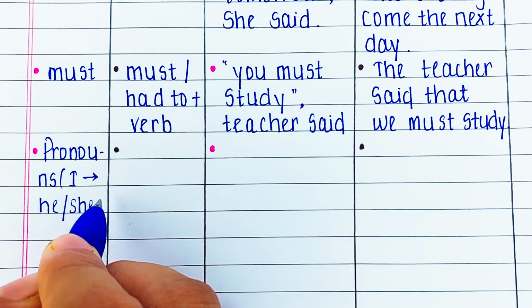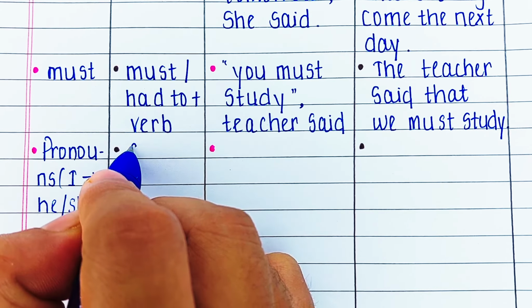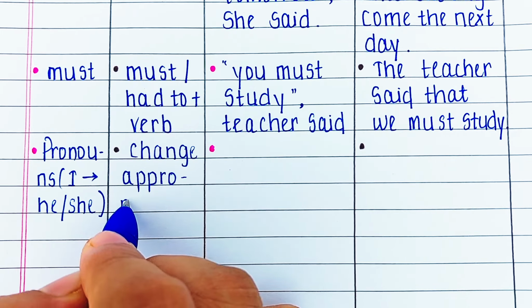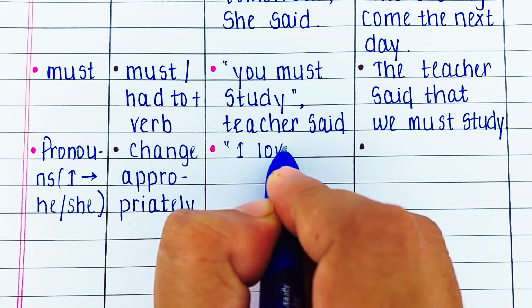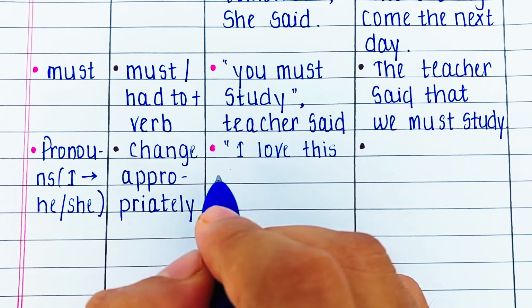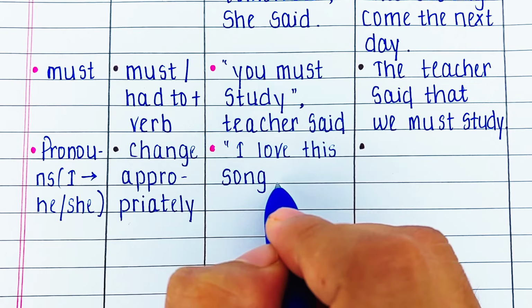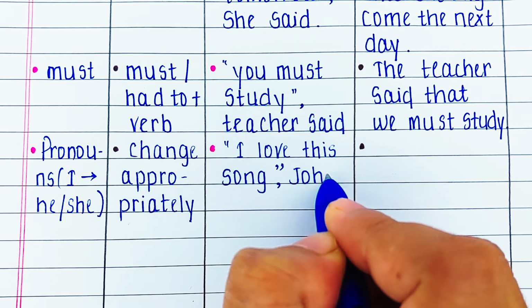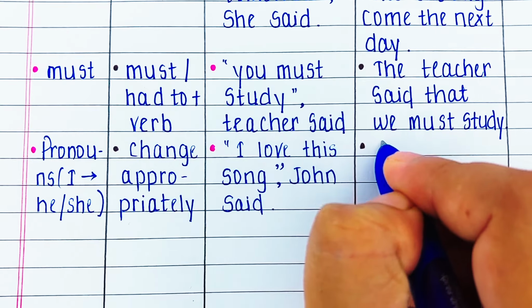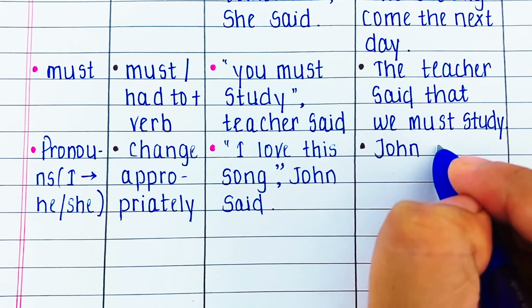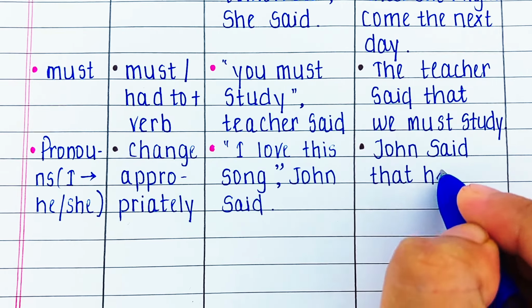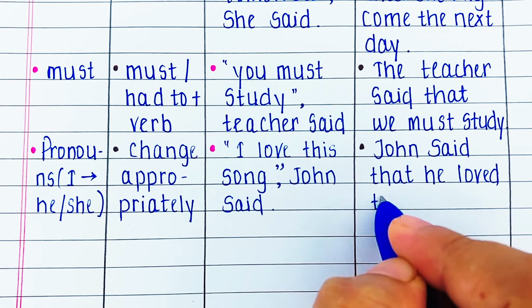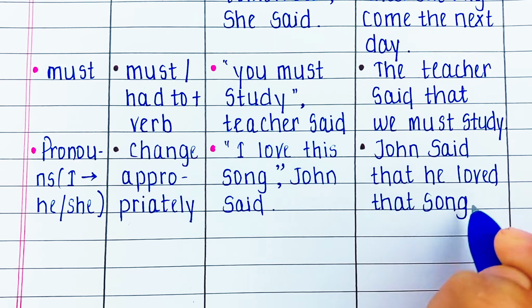Next is pronouns. I will be converted to he or she. You have to change appropriately. Example, in direct speech we will write, "I love this song," John said. While converting this sentence to indirect speech, we will write, John said that he loved that song.